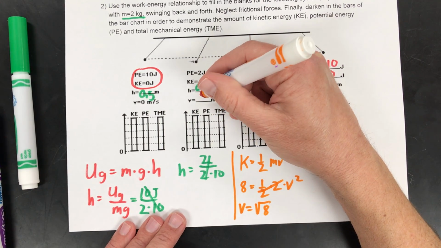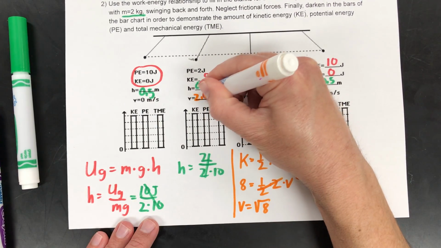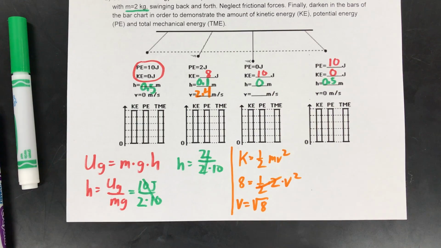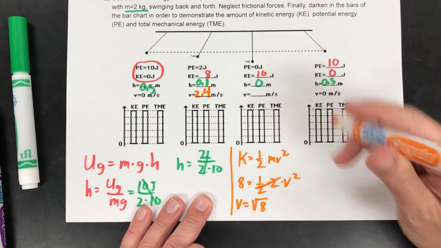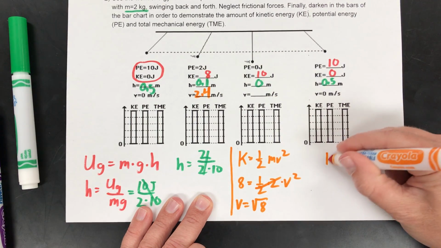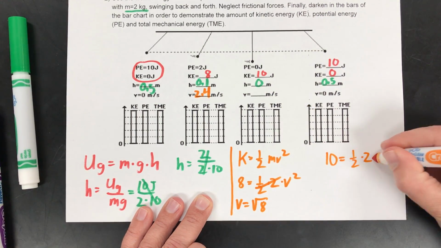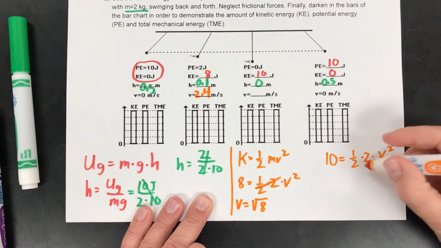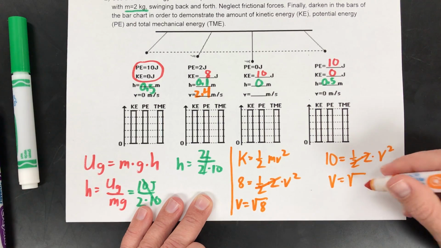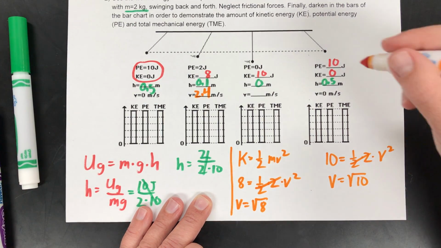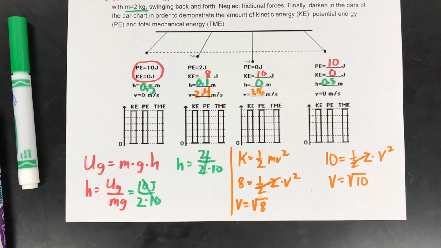which is about 2.4, I believe. Yeah, right around there. And then let's do the same thing to find the velocity on this one. The difference is our kinetic energy is 10 this time instead of 8. So 10 equals 1/2 times the mass, which is 2, times v squared. Those will cancel, and so v will equal the square root of 10, which will be about 3.16 meters per second.